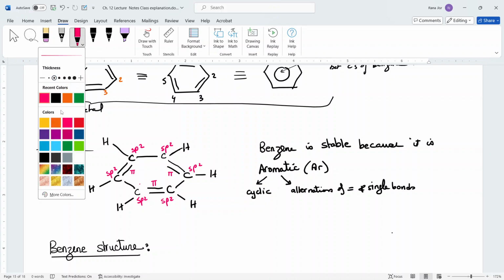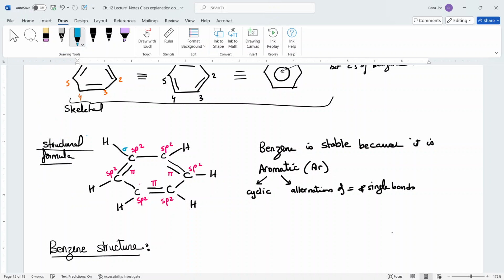Let's count them, how many sigmas we have. So that is going to be 1, 2, 3. This is going to be 4, 5, 6, 7, 8, 9, 10, 11, 12. So I have 12 sigma, and I do have 3 pi bonds.